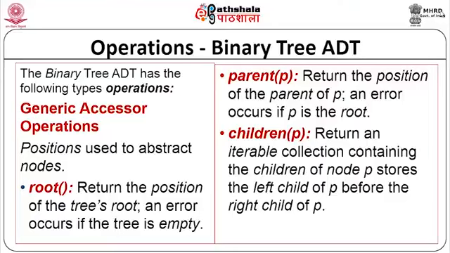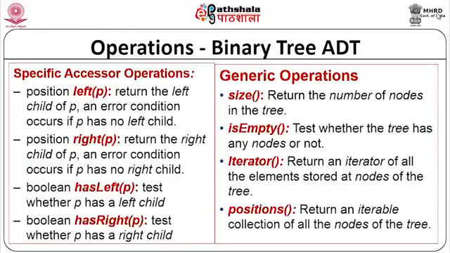Children(P) returns an iterable collection containing the children of node P, and stores the left child of P before the right child of P. This is assuming it is an array, we will come into this later. But anyway, it returns 2 children. Then you have specific accessor operations. This is specific to the binary tree ADT.